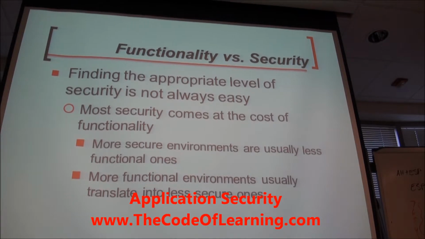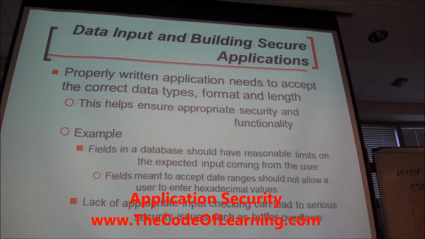So finding the appropriate level of security is not always easy. You have to balance this. So it's functionality versus security. More functional environments usually translate into less secure ones, and more secure environments translate into less functional ones. So it's functionality over security, numerator, denominator. As your denominator increases, security increases, the numerator functionality would decrease. So you should properly write your applications. This helps ensure the appropriate security and functionality.